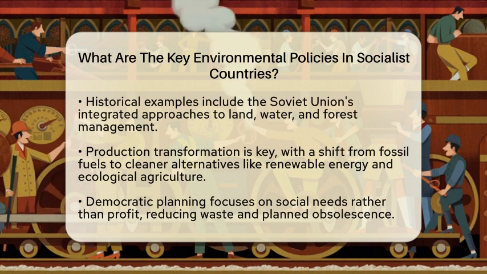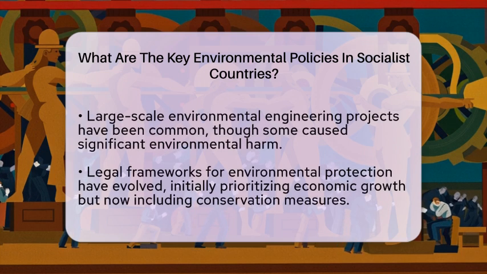Additionally, socialist countries have a history of large-scale environmental engineering projects. These ambitious initiatives, like river diversion and irrigation schemes, were intended to transform nature for economic purposes. However, some projects led to significant environmental damage, such as the drying of the Aral Sea due to irrigation policies in the Soviet Union.